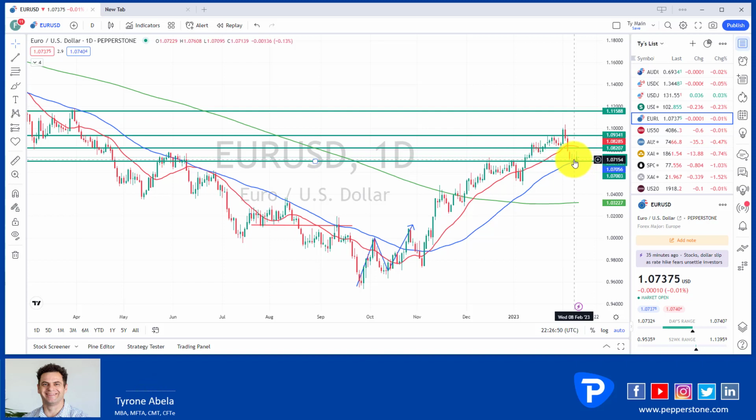We'll move over to the euro now. And you can see here, it landed on the support level that we expected it to do.